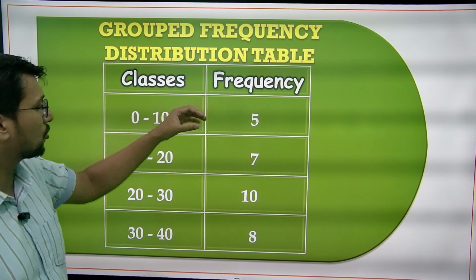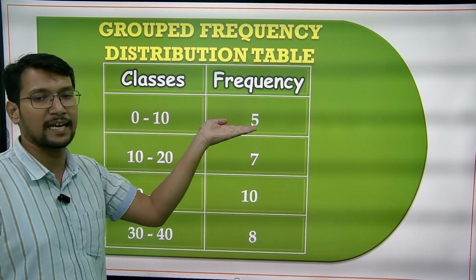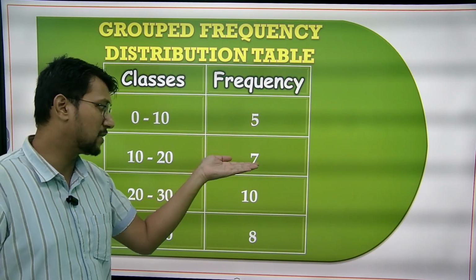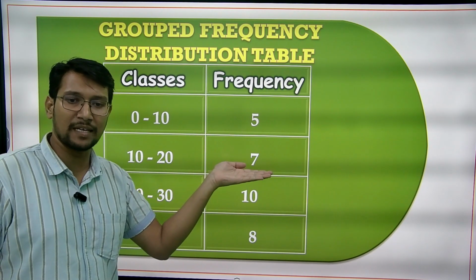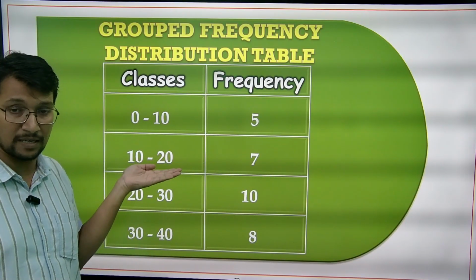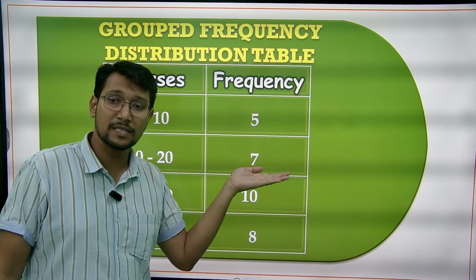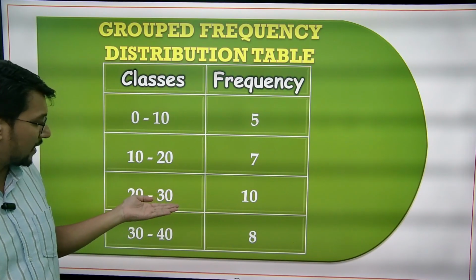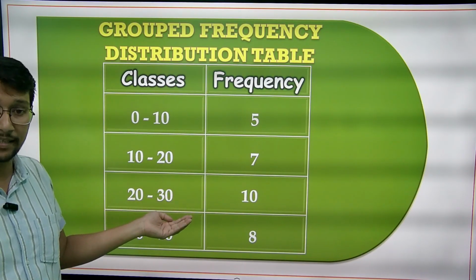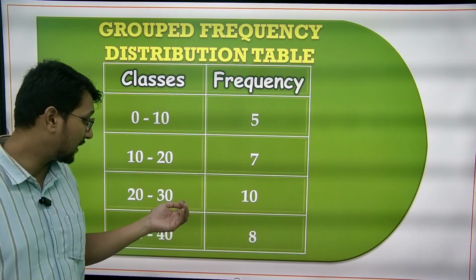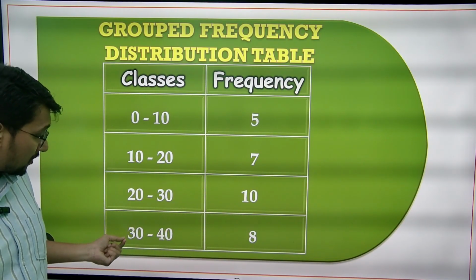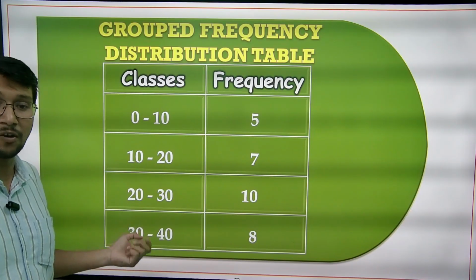Means the students those who have secured less than 10 marks, they are coming under first class, and the students those who are securing less than 20 marks, they're coming under second class. And those students who have secured less than 30, they're coming under third class. Similarly, fourth class is those who are securing 30 or less than 40.